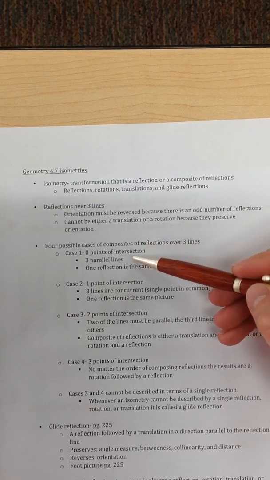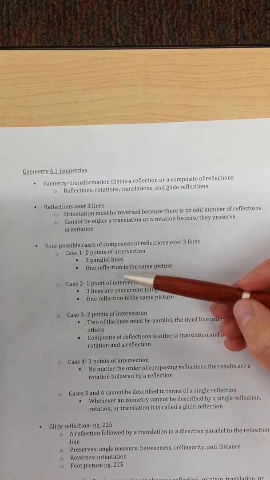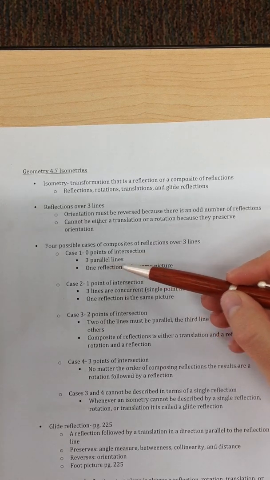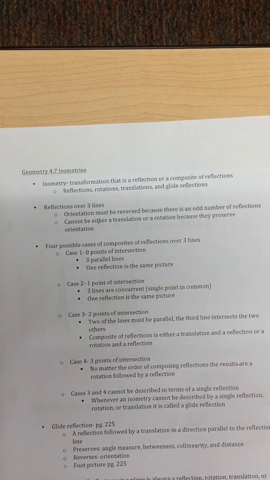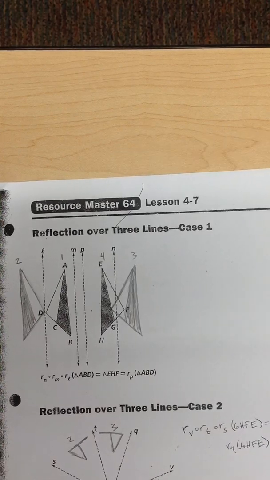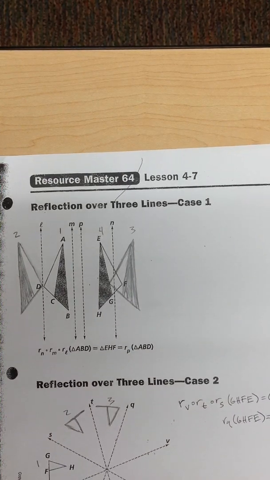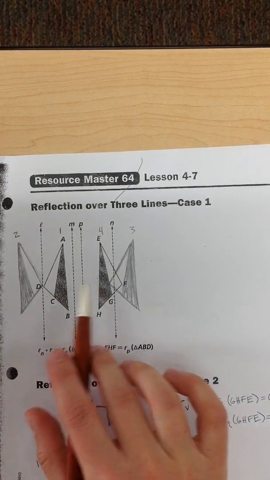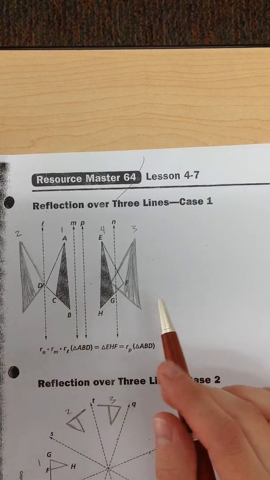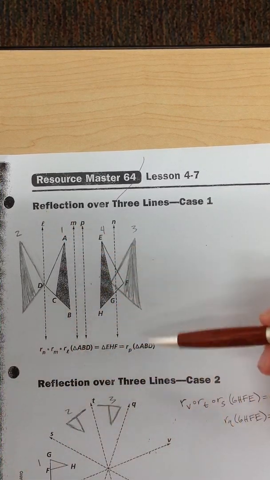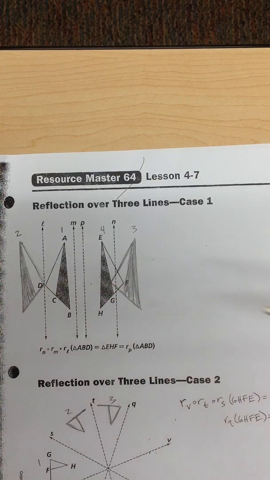and if there's 0 points of intersection, that means all three lines have to be parallel with each other. What this is going to look like is one reflection is the same as our picture here. The picture on the printout only has these two pictures here, but I added in the extra pictures for the second and the third, just because I feel like it's a little bit easier to visualize doing that.